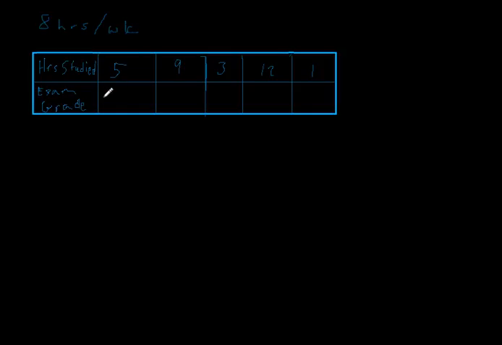So the people who studied for 5 hours typically got an 80 on their exam, while people who studied for 9 got a 95. And those who studied for 3 got a 75. 12, 98, and 1, and 70.